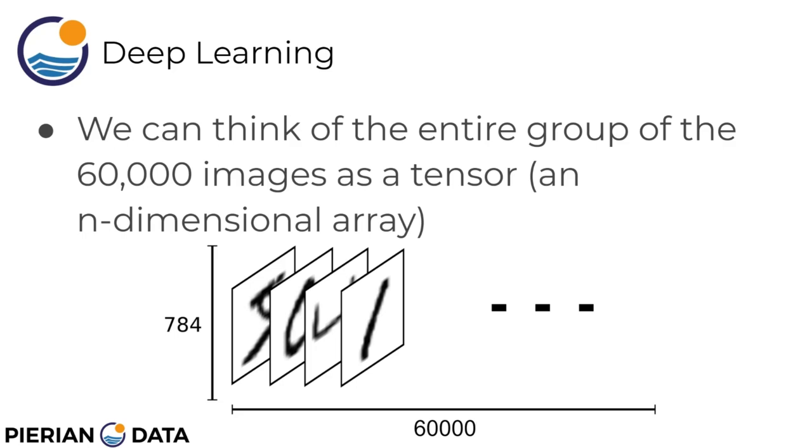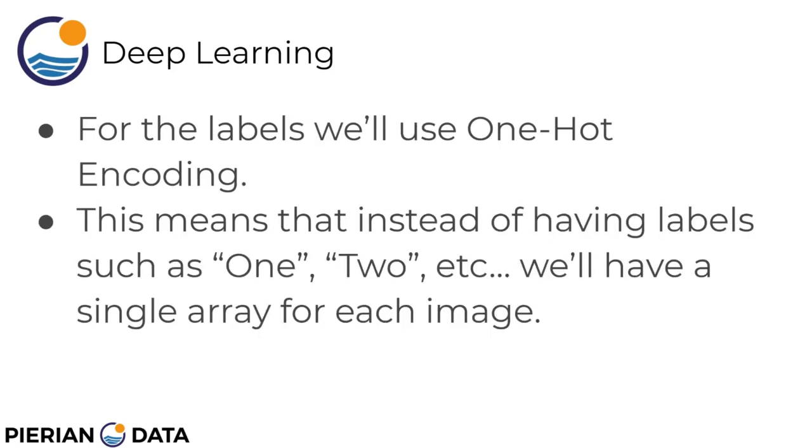That means when we think of a batch of images, that batch itself is going to be a tensor object, or an n-dimensional array. So we can see here that we're going to have the 28 by 28 images, and then we're going to organize them as an array.